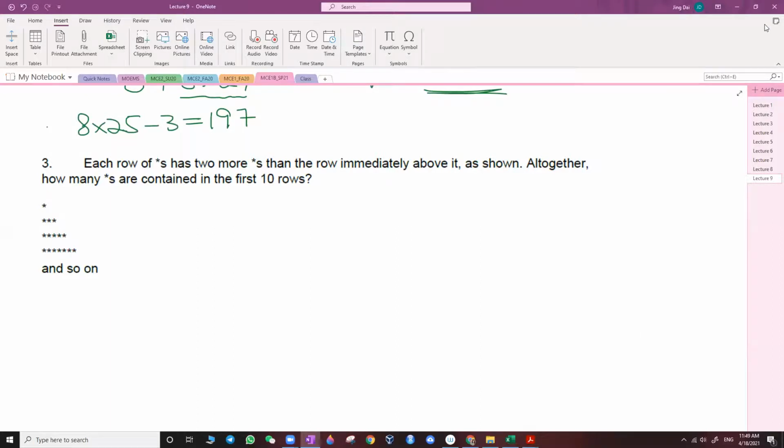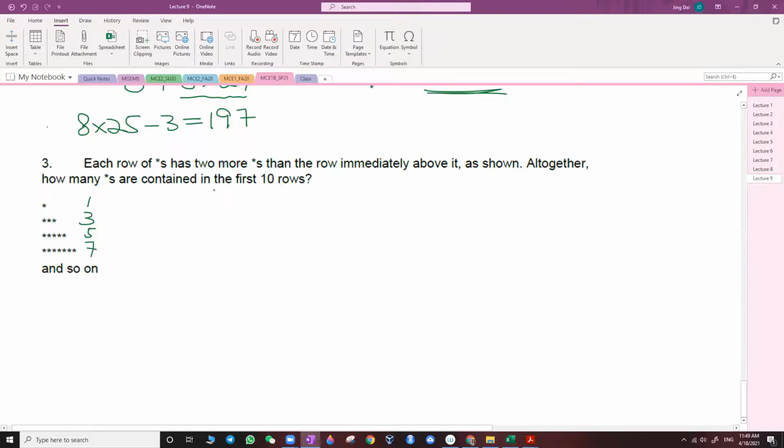But I want to tell you that this is exactly one of the questions that we did before. The only difference is that we're now using a word problem to test your knowledge. Before, we were just giving you the equation: add up the first 10 even numbers, add up the first 10 odd numbers, things like that. But this time each row has 2 more than the row above it. So the first row has 1 star, the second has 3 stars, the third has 5 stars, the fourth has 7 stars, and so on.